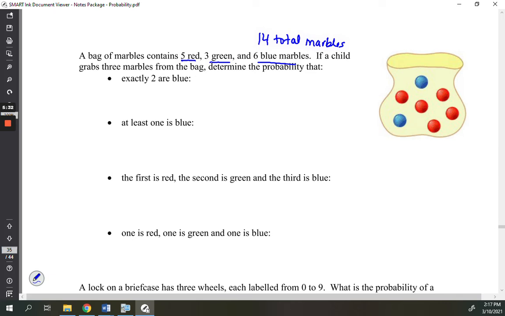If a child grabs 3 marbles from the bag, we want to determine the probability that exactly 2 are blue. If you think about it, when you grab them, you have 3 marbles in your hand. Does it matter if the first 2 are blue or the last 2 are blue in your hand? It'll still be the same result no matter which order you grabbed them. So this is a combination question.